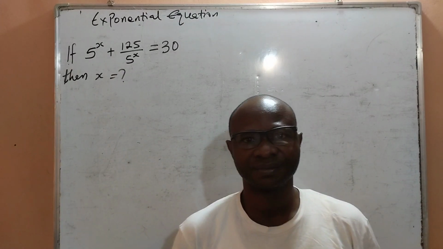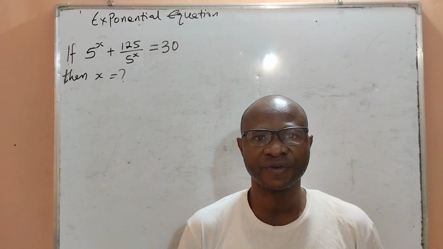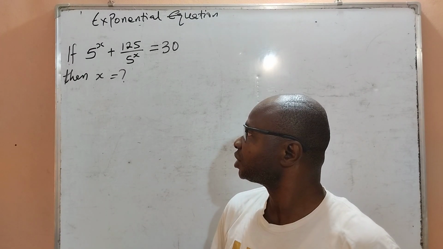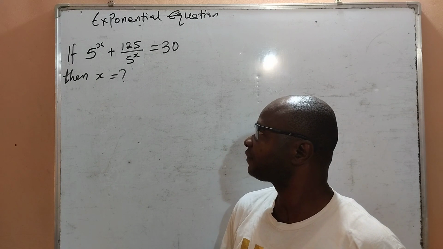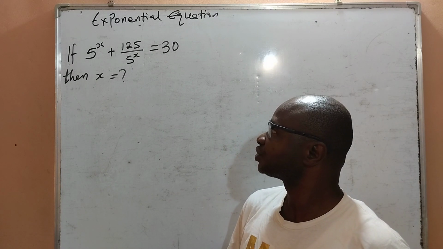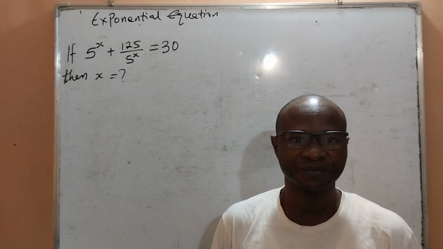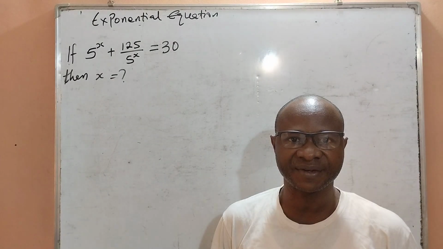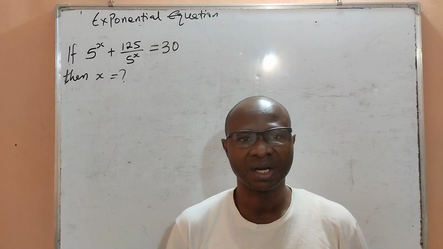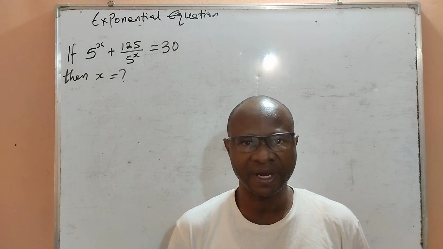Welcome viewers. Today we want to solve an exponential equation. It is given to us on the board: if 5 raised to the power x plus 125 divided by 5 raised to the power x is equal to 30, then we should find the value of x.